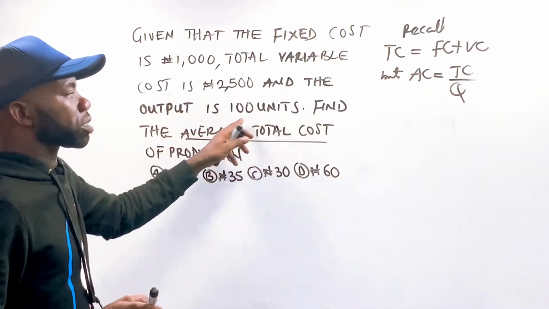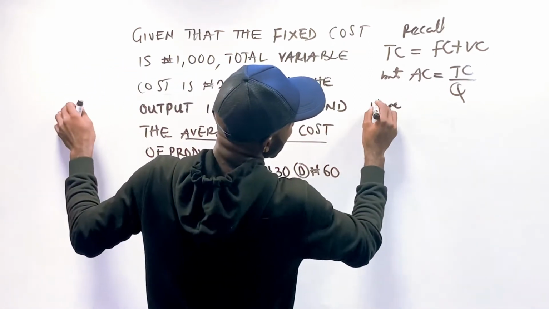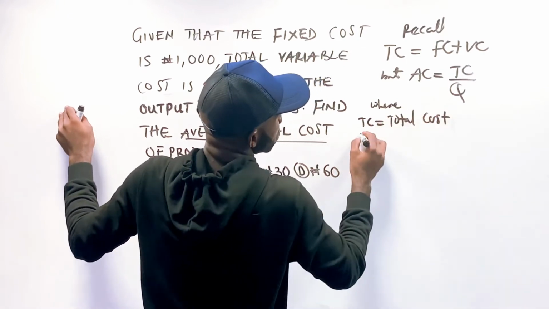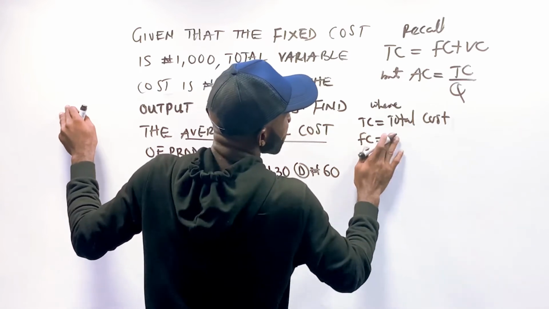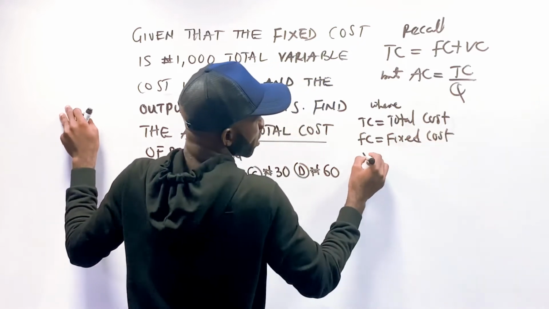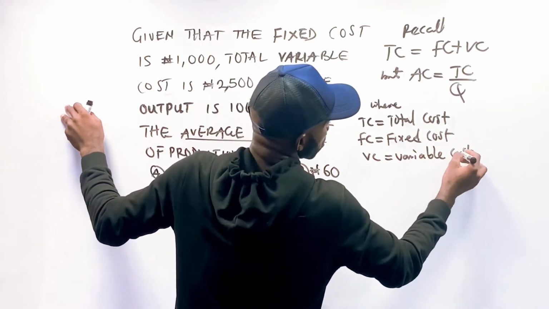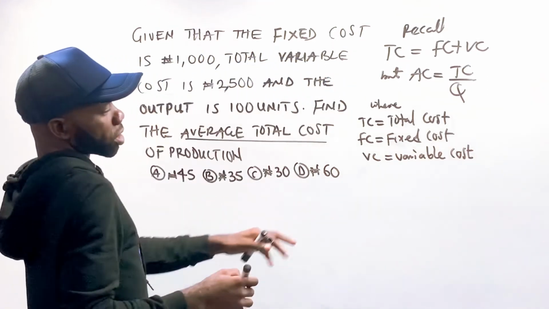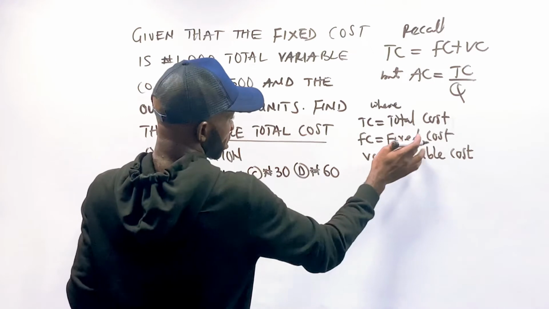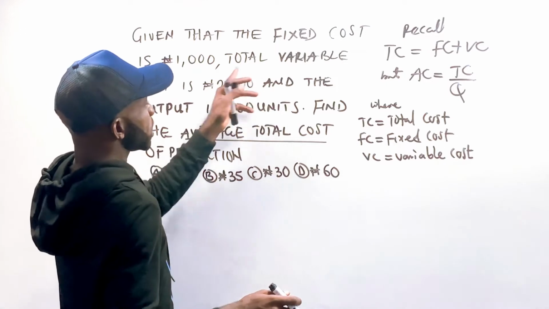And the examiner has already given us the unit here. This is the quantity. Don't forget. So let's just represent them, where TC is equal to total cost, FC is equal to fixed cost. Just for clarity, please, VC is variable cost. So even if the examiner calls it total variable cost, it is still the same thing. Total fixed cost, they all mean the same thing. So fixed cost is the same as total fixed cost, and variable cost is the same as total variable cost, so that we don't get confused.